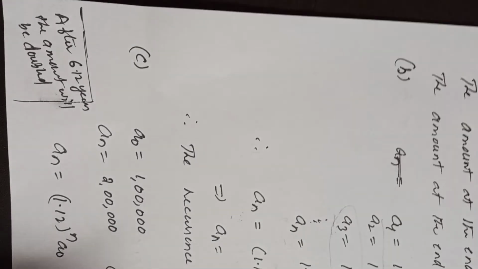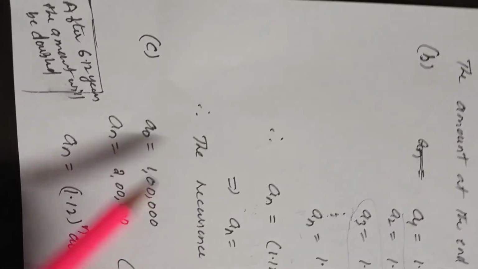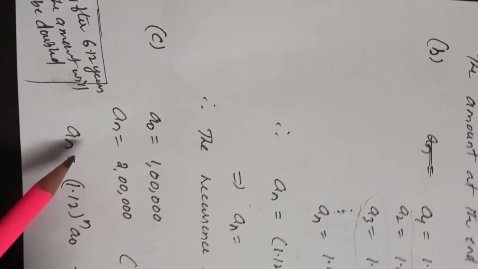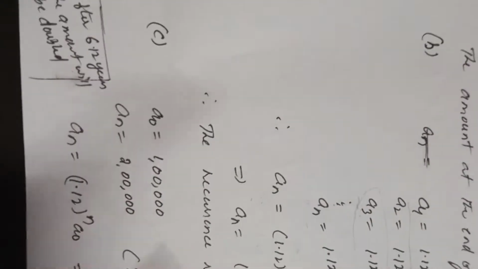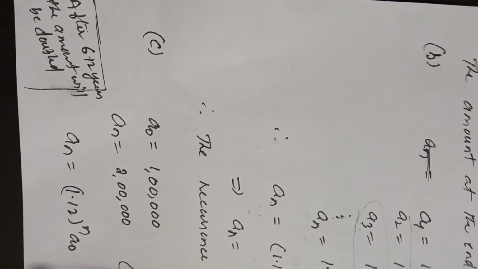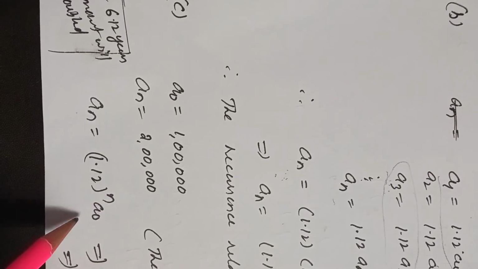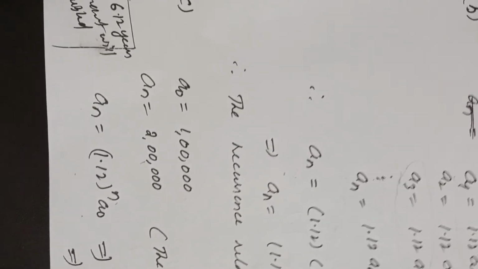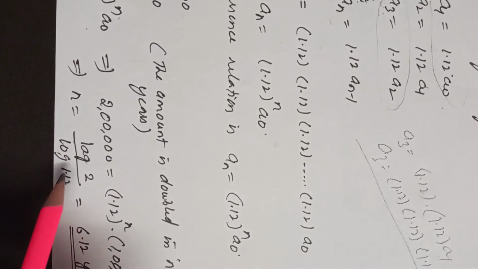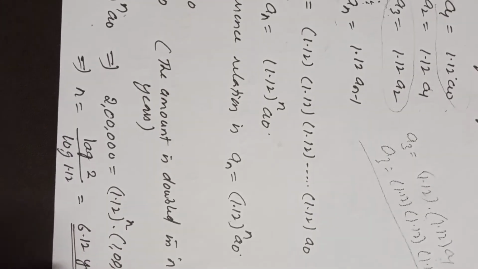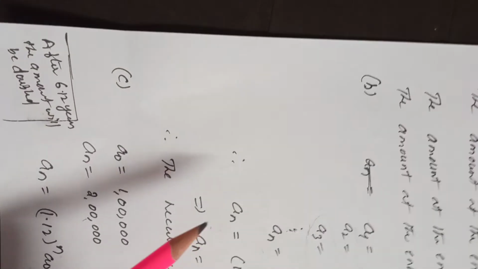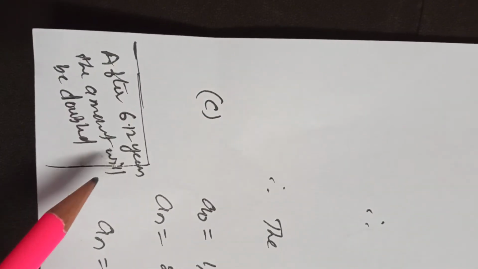Now we see when the amount will get doubled, right? After n years, let the initial amount a_0 be 1 lakh. Now, assume that a_n is equal to 2 lakhs. After n years, the amount will be doubled. Now, we have to find the value of n. Here a_n is equal to 1.12 to the power n into a_0. a_n value is 2 lakhs, and a_0 is 1 lakh. If you substitute in that formula, you will get n is equal to log 2 by log 1.12, that is equal to 6.12 years. After 6.12 years, the amount will be doubled, right?